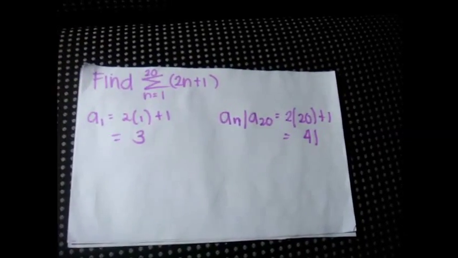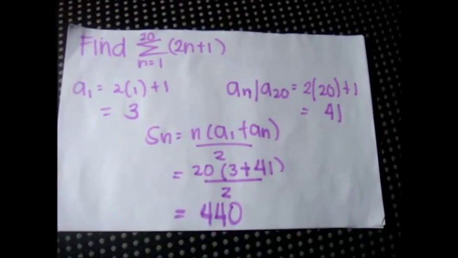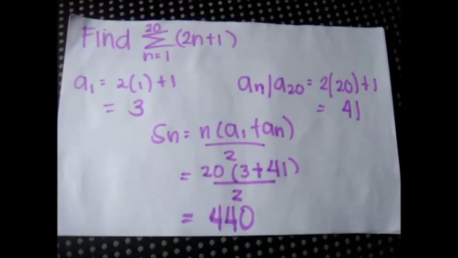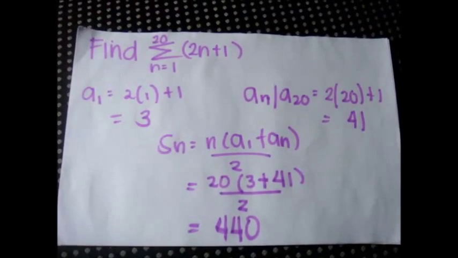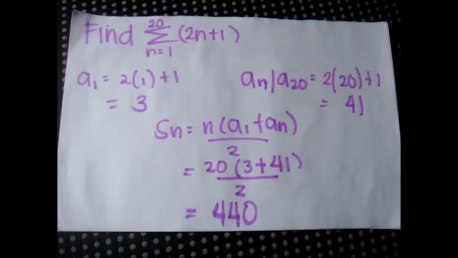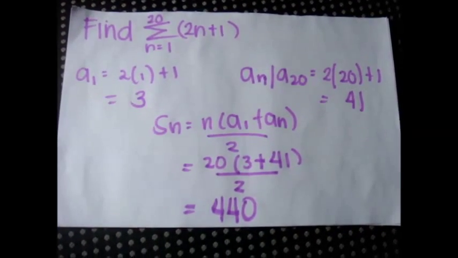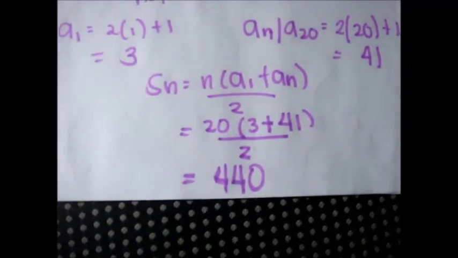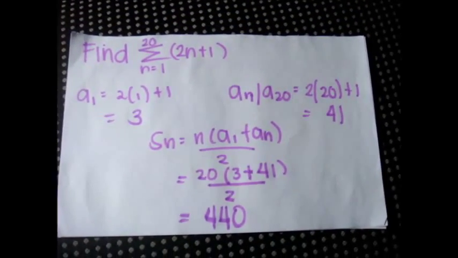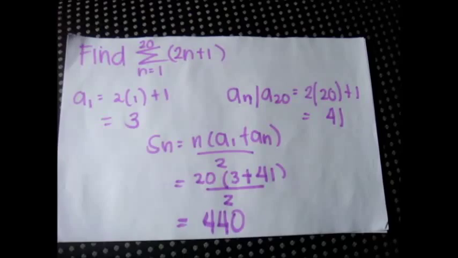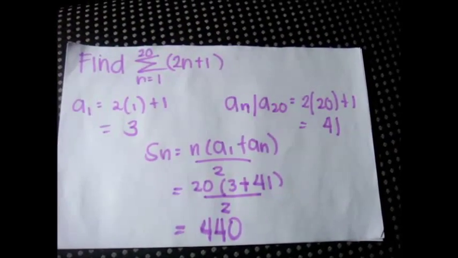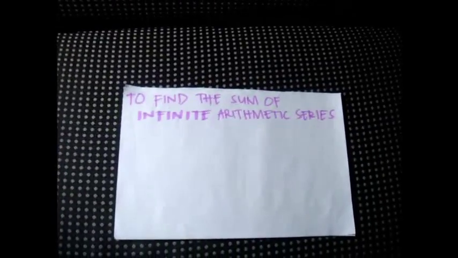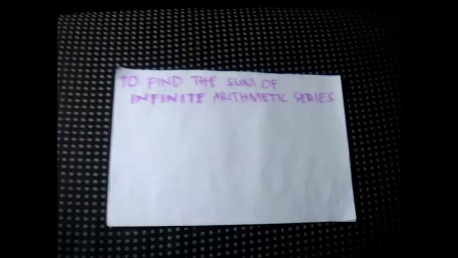We can now use the formula given. S sub n is equal to n multiplied to a sub 1 plus a sub n all over 2. N is the number of terms, which is 20, multiplied to the first term 3 plus the last term 41 all over 2, which will give you the answer 440. Therefore, the summation of 2n plus 1, where n is equal to 1 up to 20, is 440. We are done with finding the sum of a finite arithmetic series.